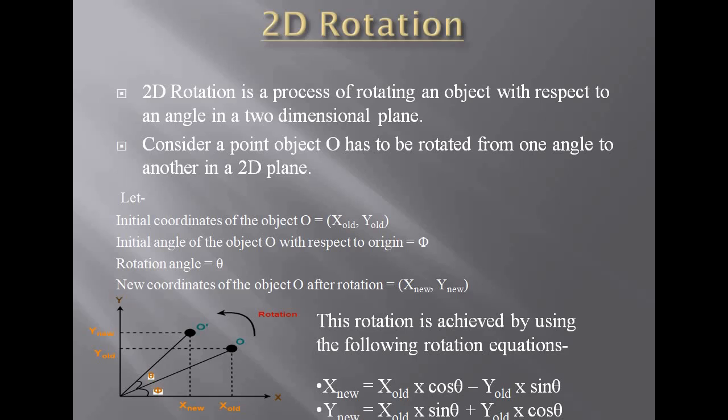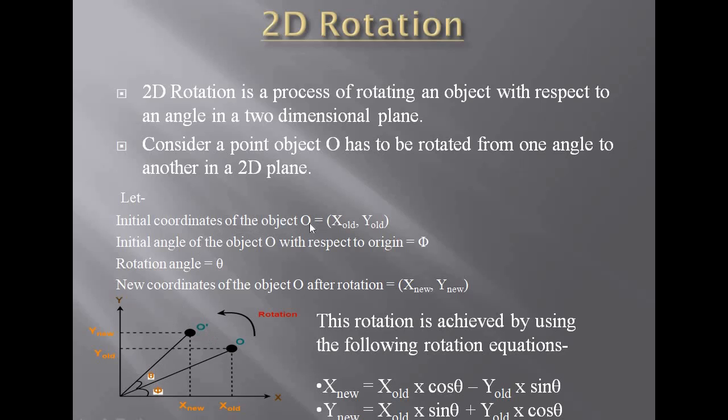Next we will study 2D rotation. This is another technique in 2D transformation. In 2D rotation, the process is rotating an object with respect to an angle in a 2D plane. In this 2D rotation, we will rotate a point to a new point, a new location, with the help of an angle theta. Let us study with an example.